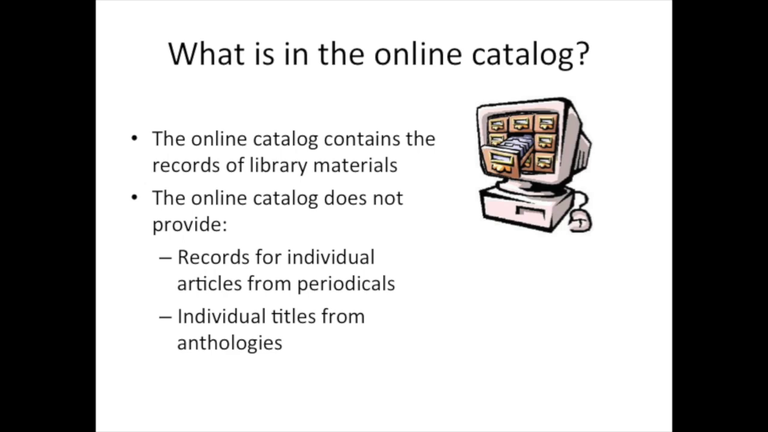Let's start with the online card catalog. The online catalog includes the records of all the physical items owned by the library. It can also be used to check on our holdings of electronic journals and some electronic books. It's important to remember that the catalog is just a list. It is not the full text access. In addition, it will not show you the individual titles of articles in journals or stories and poems in anthologies.